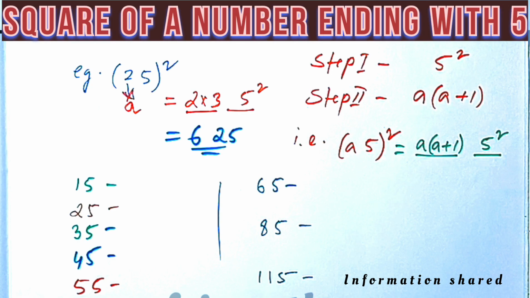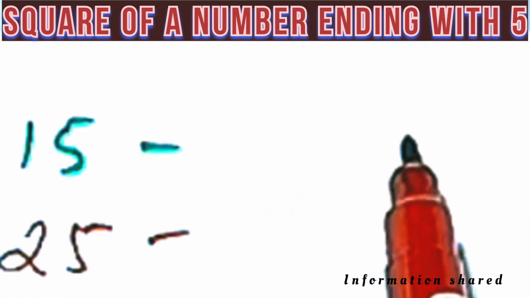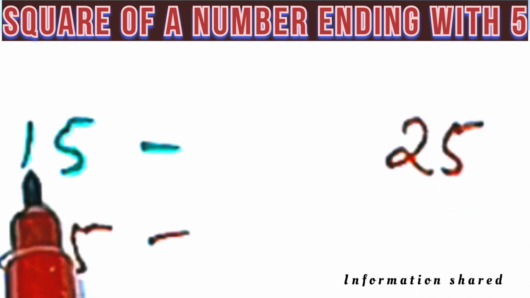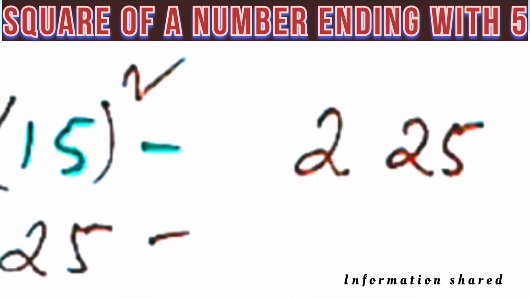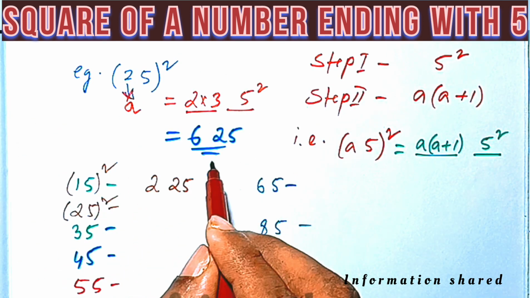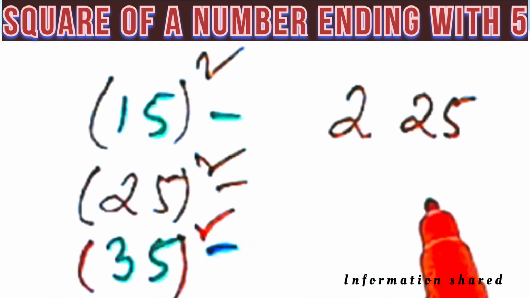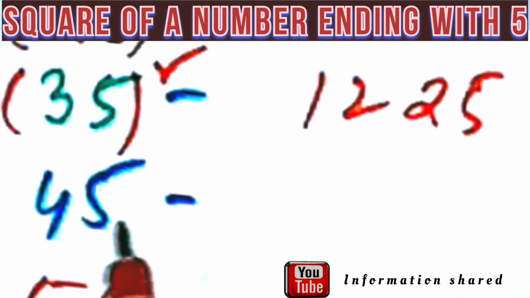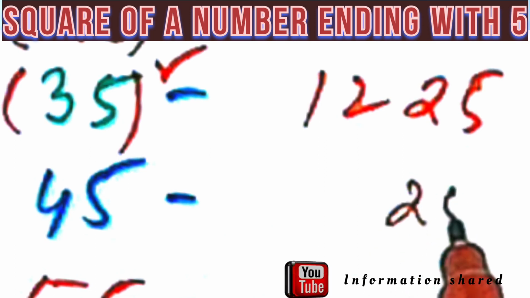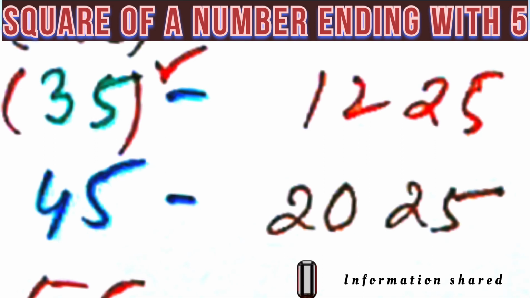Now let us check some examples here. Always we have 25 permanent. So 1 into 2 is 2, and 225 is the square of 15. For 25 squared, we have 2 into 3, 6, and 625. For 35 squared, we have a permanent 25 here, and 3 into 4 is 12, so 1225. For 45 squared, we have 25 permanent, 4 into 5 is 20, so it is 2025.